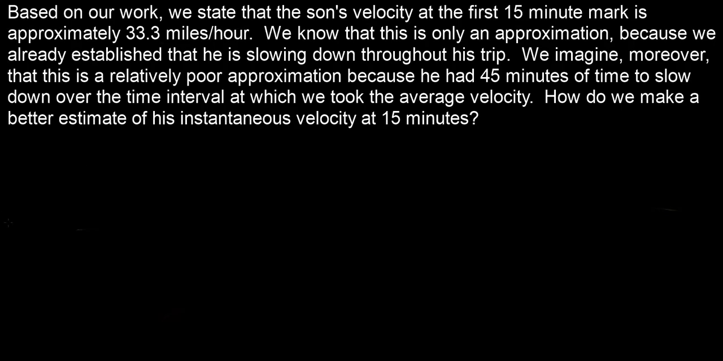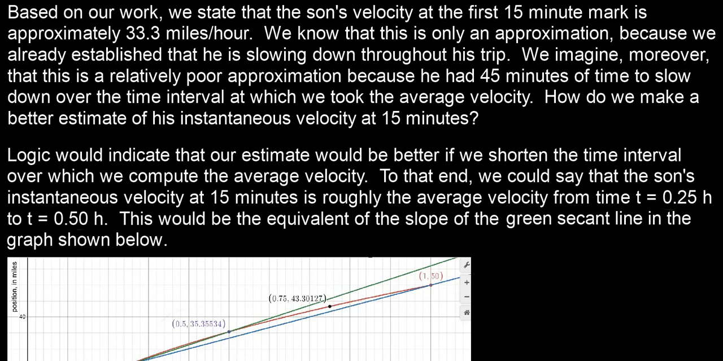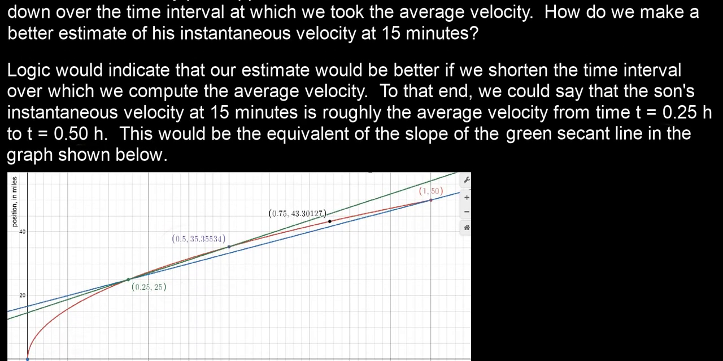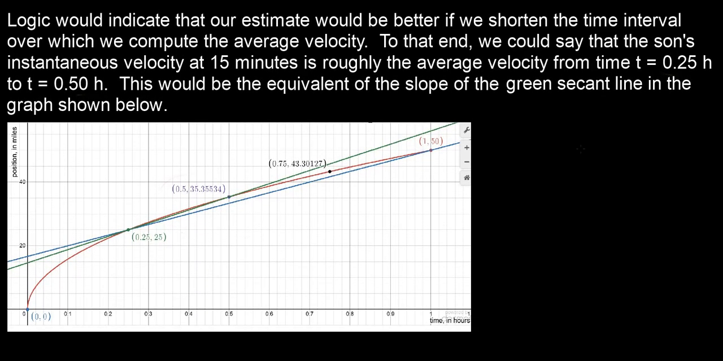Well, the logic would indicate if the problem is that we gave him too much time to slow down, why don't we give him less time? In other words, why don't we shrink the time window over which we look? And this is exactly the approach that Newton took. So we're going to take that approach. So we're going to do a new approximation.